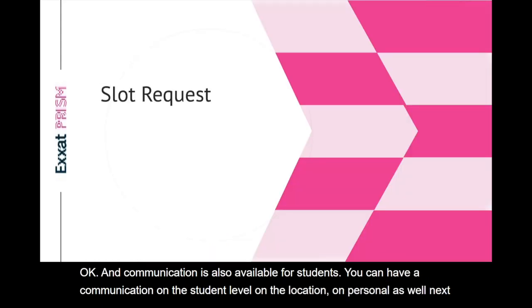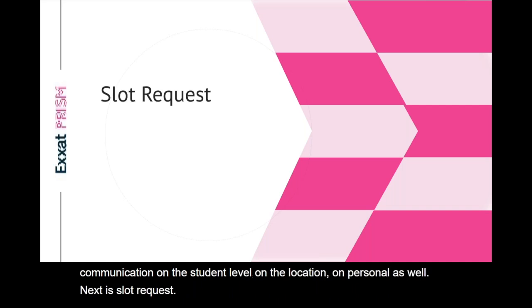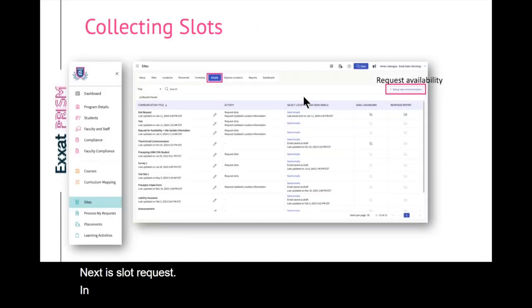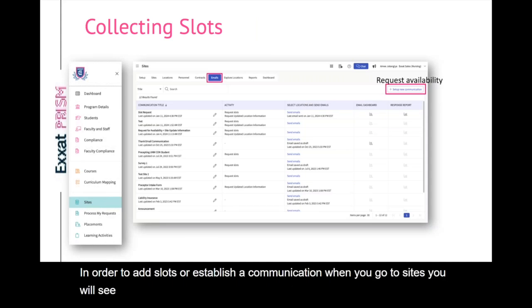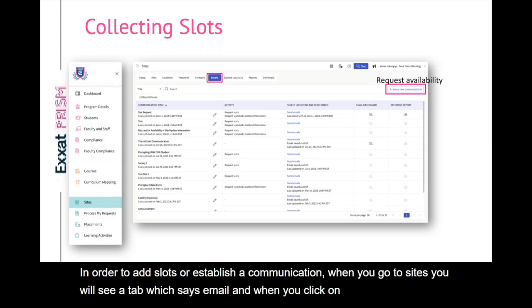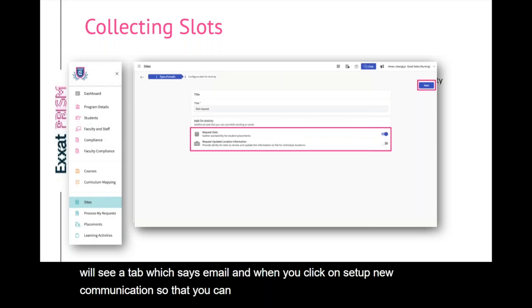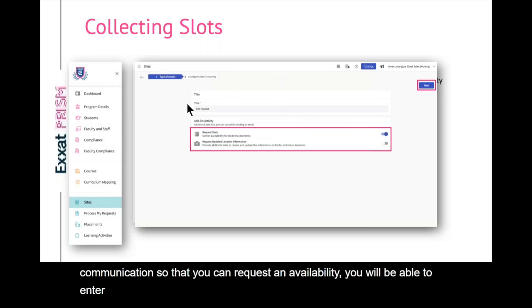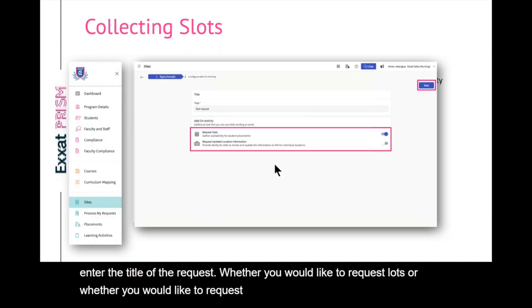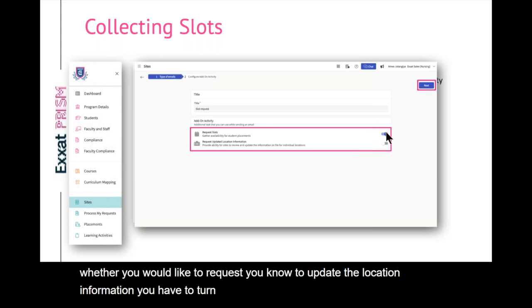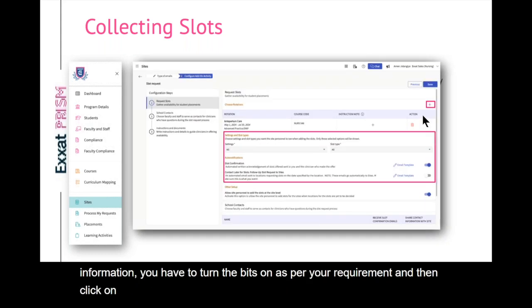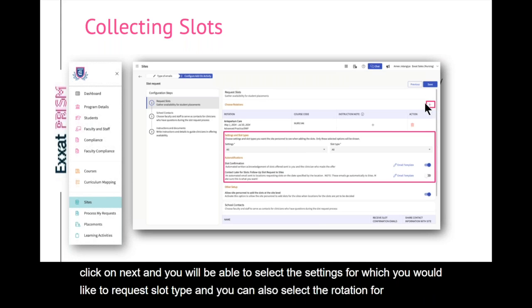Next is slot request. In order to add slots or establish a communication, when you go to sites, you will see a tab which says email, and when you click on set up new communication so that you can request an availability, you will be able to enter the title of the request, whether you would like to request slots or whether you would like to request to update the location information. You have to turn the bits on as per your requirement and then click on next, and you will be able to select the settings for which you would like to request slot type, and you can also select the rotation for which you are capturing the availability.